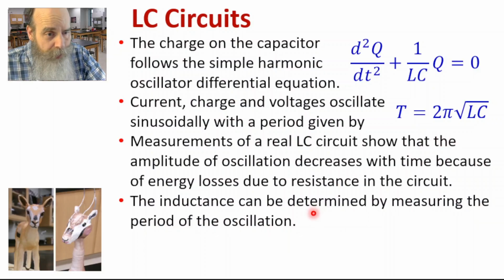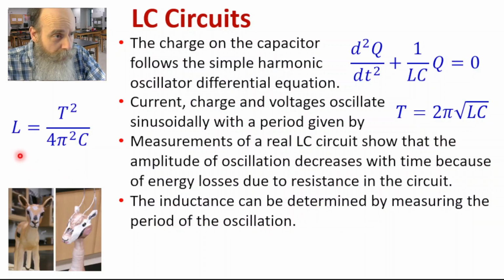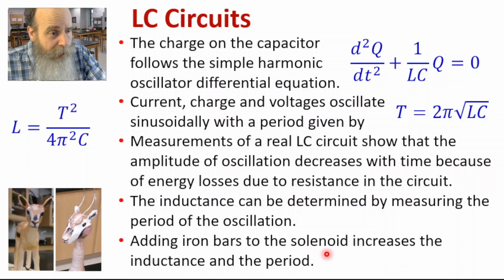The inductance can be determined by measuring the period of the oscillation using this equation. L is T squared over 4 pi squared C. So if we know C, we can measure T and determine what the L is. And when we add iron bars to the solenoid, we increase the inductance and the period.